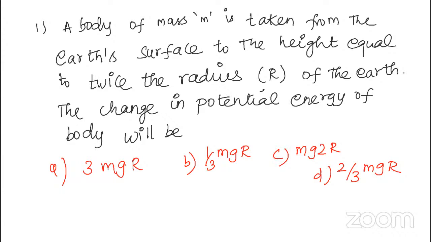To calculate the change in potential energy, it is the final value minus the initial value. So delta U is equal to UF minus UI. We write the equation for the initial value and the equation for the final value, and after combining them we get the answer.